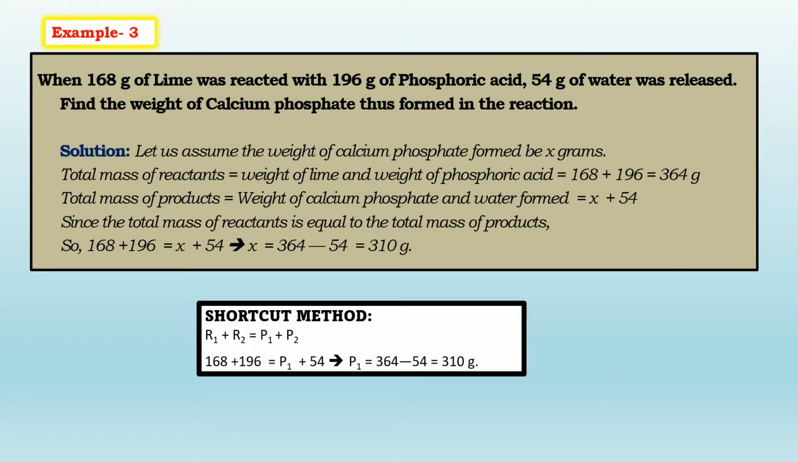Example 3. When 168 gram of lime was reacted with 196 gram of phosphoric acid, 54 gram of water was released. Find the weight of calcium phosphate thus formed in the reaction.